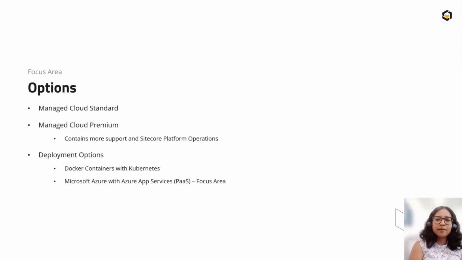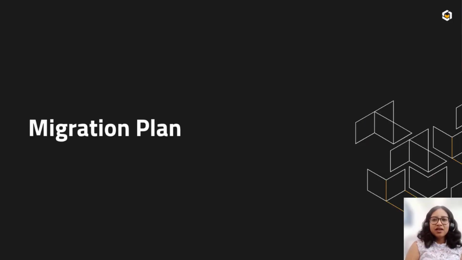Let's talk about deployment options here, because again, this is just to note that my focus area here is PaaS, Microsoft Azure with Azure App Services. There are basically two deployment options that Sitecore provides. One is Docker containers with Kubernetes, and the other one is PaaS. So my focus area will be PaaS.